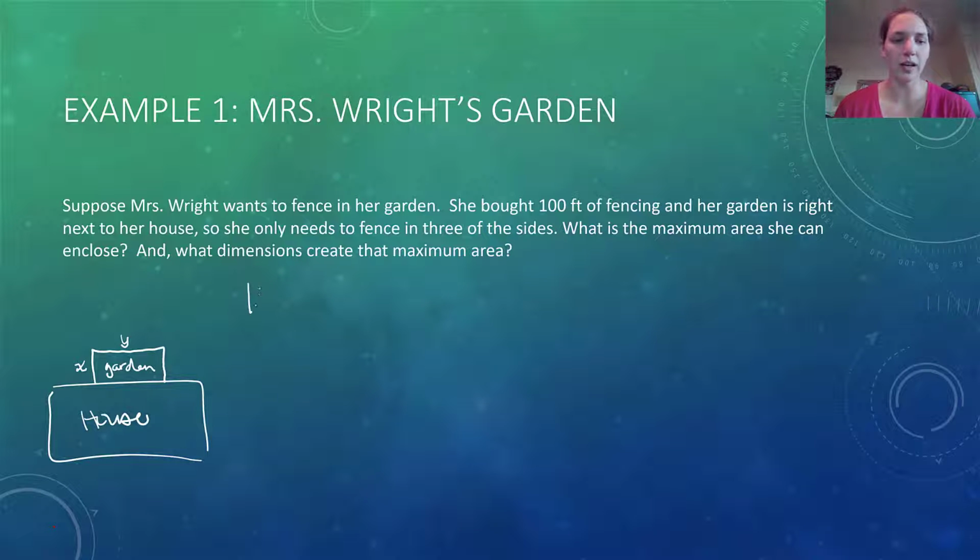Okay, so now everything I know. I have 100 feet of fencing. I only need to do the 3 sides. I have 2 X's and 1 Y.